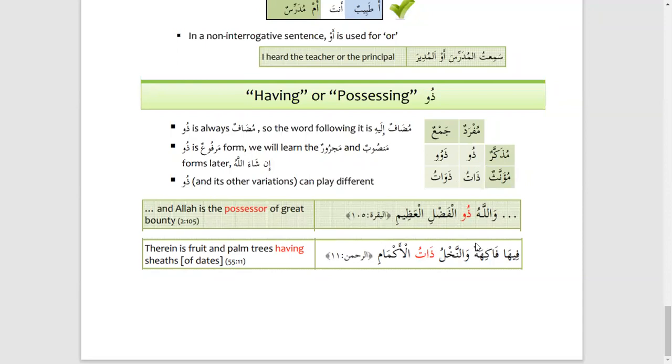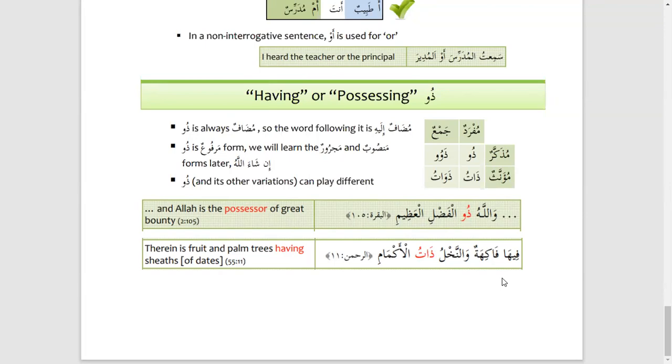And here we have examples from the Quran. For example, Wallahu dhul fadlil azim, and Allah is the possessor of great bounty. And from Surah Rahman, we have fiha fakihatun wa nakhlu dhatul akmam. There is in it fruit and palm trees having sheaths of dates. The use of dhu and dhat, both of them are used quite frequently in the Quran.